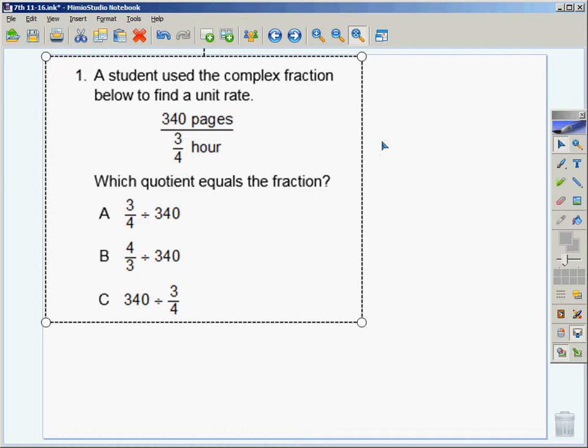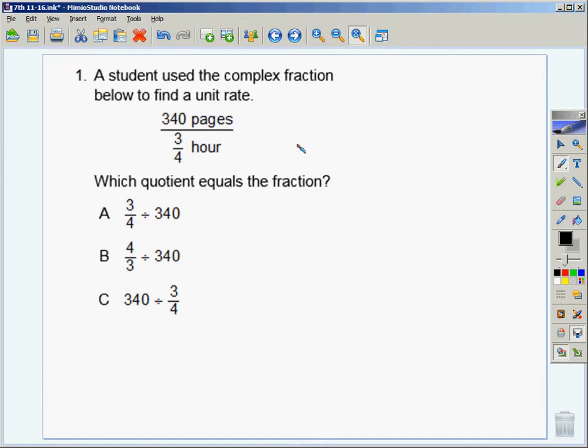Okay. Listen, I can tell you you got it wrong. Listen, on problem number 1. This is read as a complex fraction. This is read as a division symbol. This says 340 divided by 3/4 of an hour. This says 3/4 divided by 340.